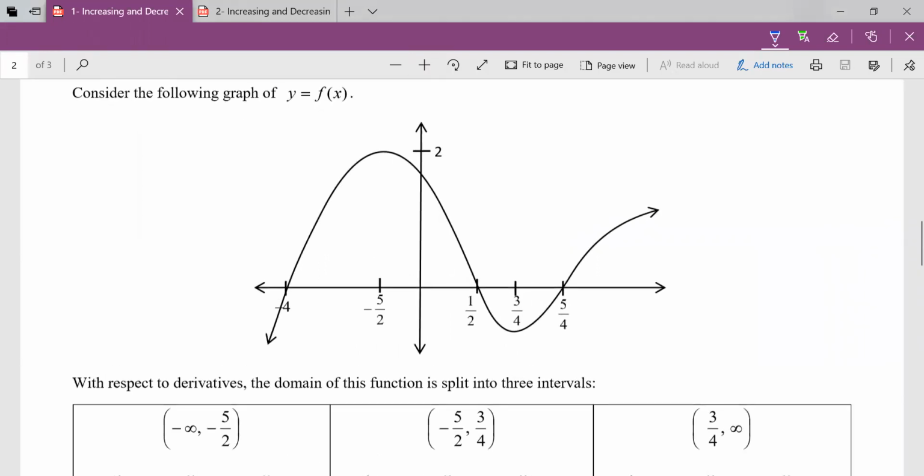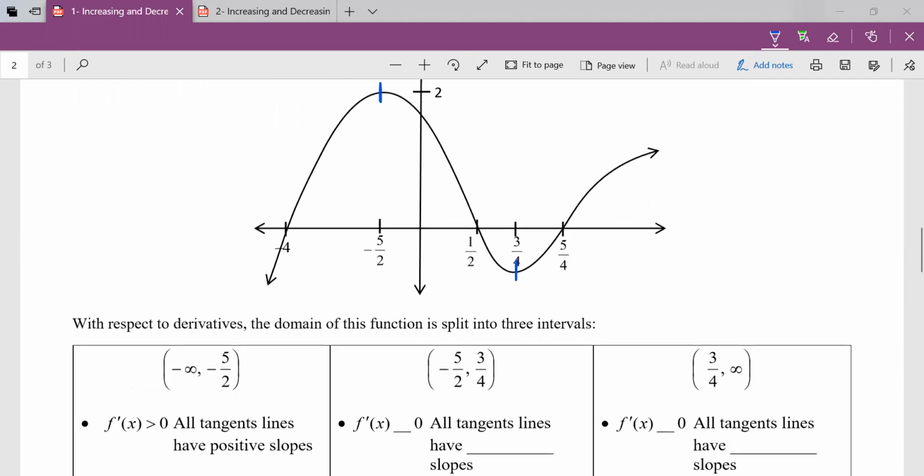So here's some random looking function. And what I'm going to do is look at this in terms of breaking it up into certain little mini intervals. So I'm going to break it up at -5/2 and at 3/4. And what you can see there is I chose the two spots where one is a maximum and one is a minimum. So those are the three intervals. So from -infinity to -5/2, this little region right here.